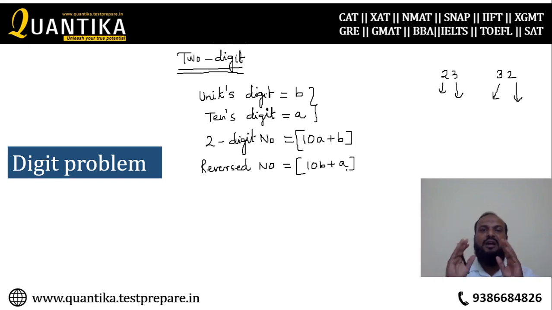So whenever you start a 2-digit number question, you should first understand what the unit digit in the question is, that is B, what the tens digit is, which is A, and what the 2-digit number is, that is 10A plus B. If I reverse the digits of the 2-digit number, we get a new number which is 10B plus A.